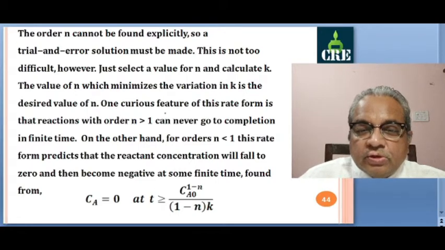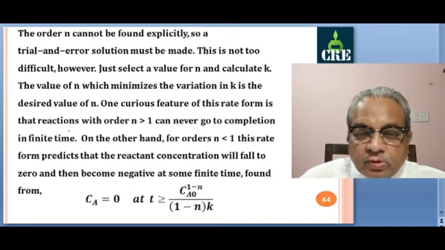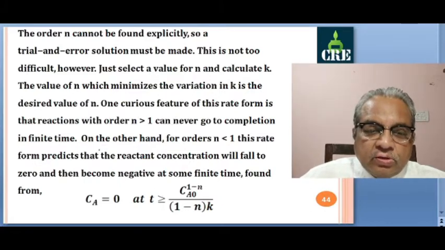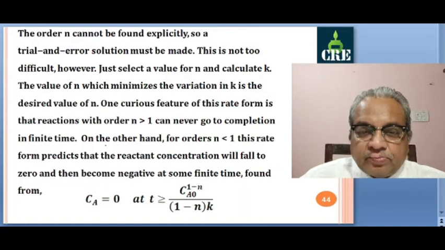Another important feature of this rate form we have to note: with the order n greater than 1, the reaction can never go to completion in finite time. Okay, so 100% completion is at a very high time value tending to infinity. So you can get conversion 99.99 say, but never 1. So this we have to note. For n greater than 1, the reaction can never go to completion in finite time. It requires infinite time to go to completion.